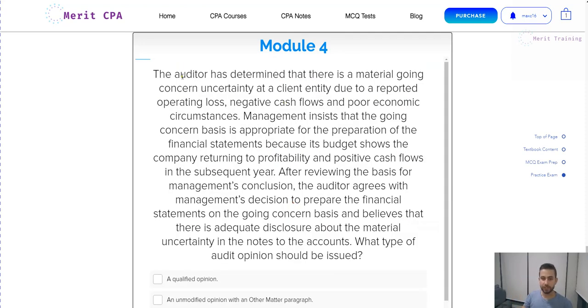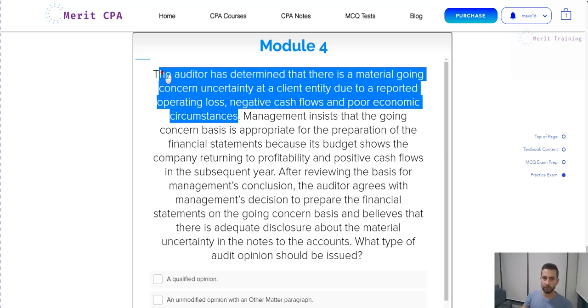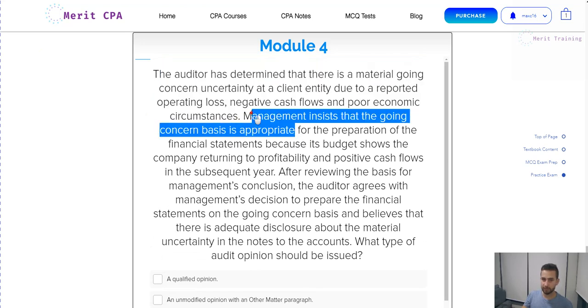Okay, so next question: the auditor has determined that there is material going concern uncertainty at a client entity due to a reported operating loss, negative cash flow, and poor economic circumstances. So basically the auditor is saying, we don't think this company's going to be around, they're going to struggle to survive, we seriously think they might go bankrupt. Management insists that the going concern basis is appropriate. Management is saying, don't worry about it, we're still going to be around in 5 years for sure.